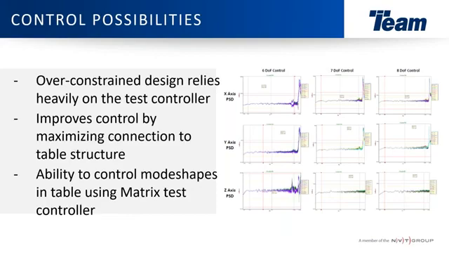And so the last thing that we wanted to touch on today was potential control possibilities. So the over-constrained design of the Tensor relies heavily on the test controller for providing the control, both from the input as well as measuring and responding to that input and modifying the control parameters to drive the system, especially through the 2 kilohertz bandwidth.